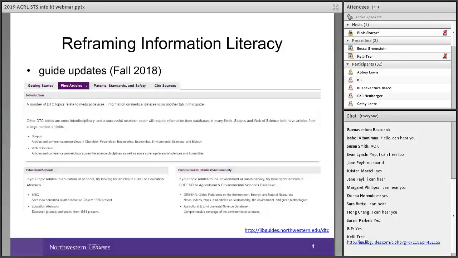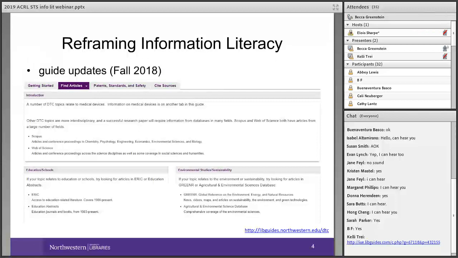So the old guide had an articles tab, so it had a lot of databases, and then a books tab, so it had tips for searching our catalog for books. There was a safety tab, so information about safety, etc. Here, what I've tried to do is separate the information by topic. So you can see in the education and schools box, I have directions that say if your topic relates to education and schools, try one of these 2 databases, and really separate it by topic, not type of information.